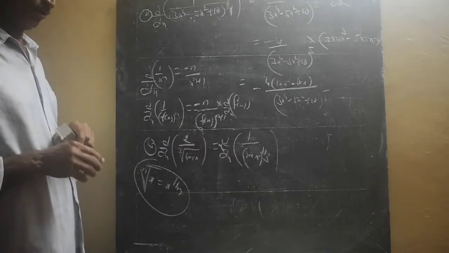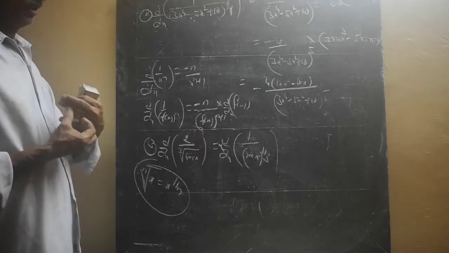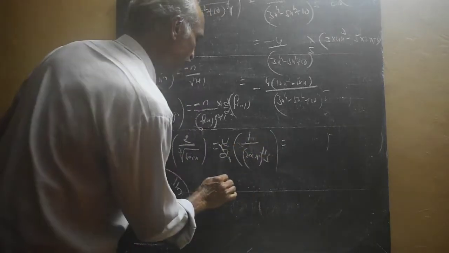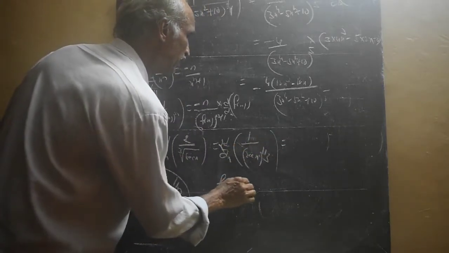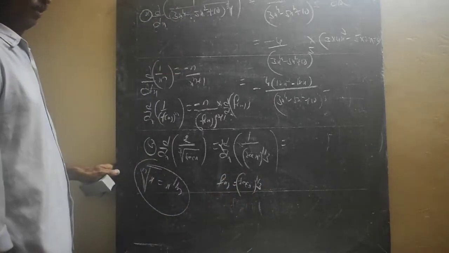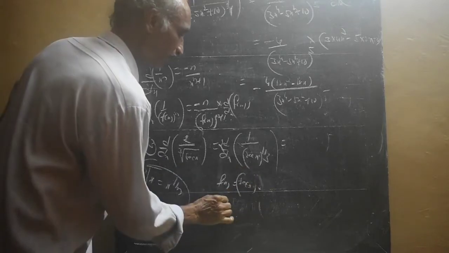If any additional constant is there, nothing to bother about it. That constant should be taken outside, that's all. That's equal to, now f of x is what? Sec x raised to 1 by 3. Sorry, sec x is f of x.